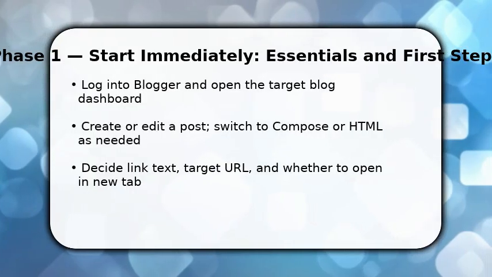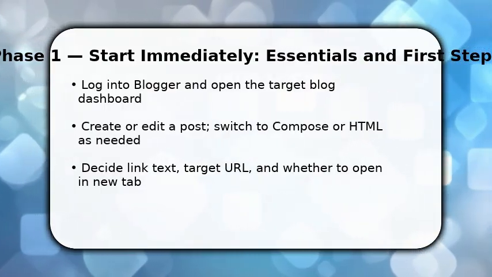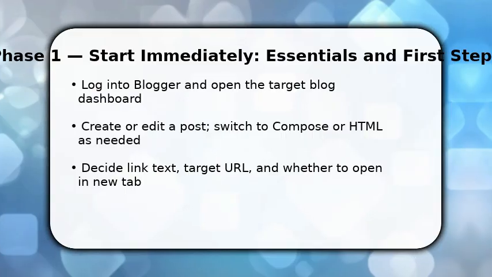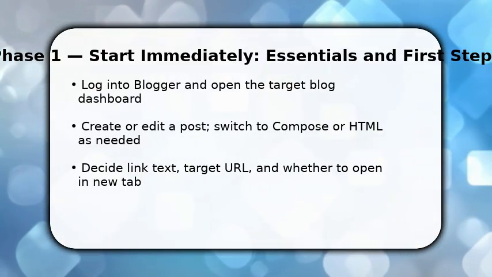You're signed in and at the dashboard. Now open the post you want to edit. First, choose whether you'll use Compose for visual linking or HTML for precise control. Once done, select the words that will become the link.